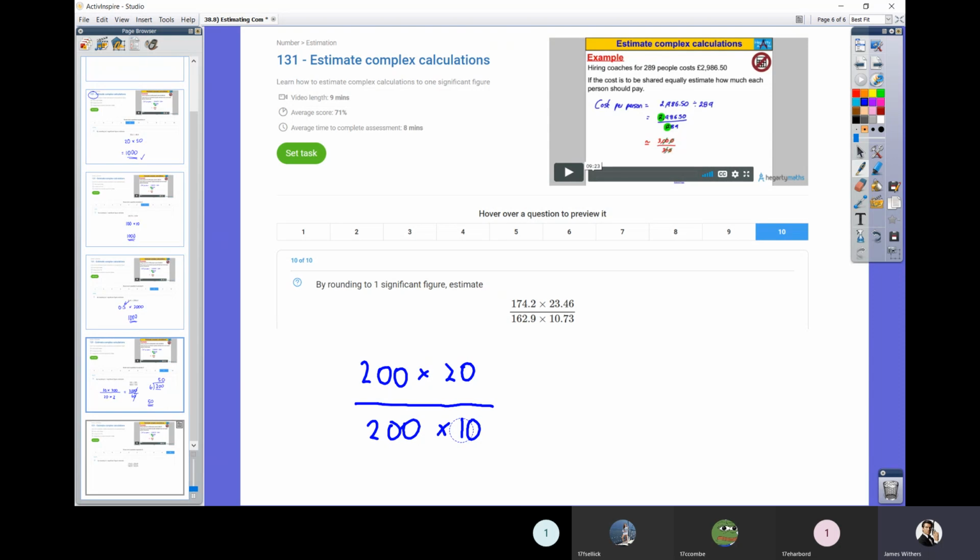Now, if you're smart, you might just cancel out those 200 straight away. That would be a clever thing to do. 200 divided by 200, and that would just leave you with the 20 over 10, which is 2. If you didn't see that, no problem. You could have just done it the old-fashioned way of multiplying it all out. So 2 times 2 is 4, and then we've got the 3 noughts on top. And 200 times 10 is 2,000. Cancel, cancel, cancel. 4 divided by 2 is 2. So 2 is your final answer.